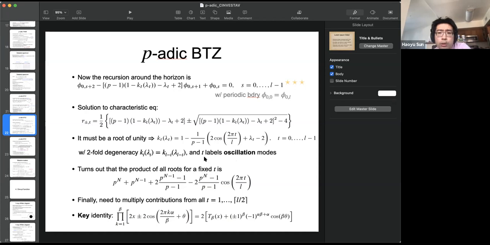And then because t can take L different values, in order to compute the determinant of the Laplacian, we need to multiply all contributions from all possible values of t. So here is a key identity. If you multiply something like this equation, cosine plus an additional term, you can express it in terms of the Chebyshev polynomial of the first kind.